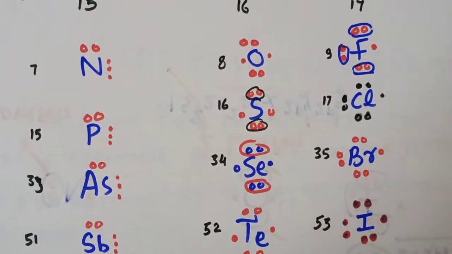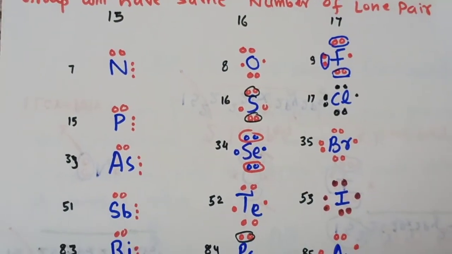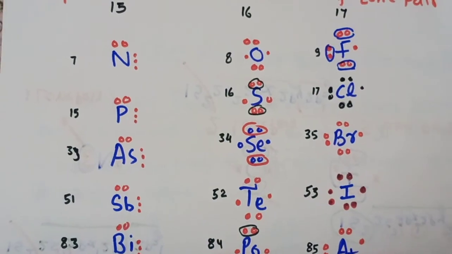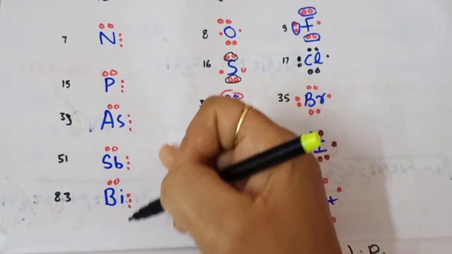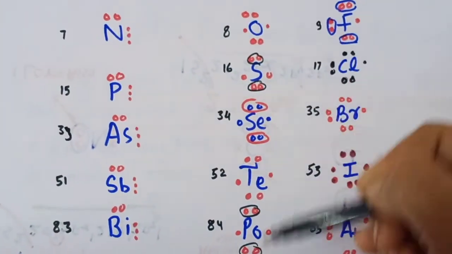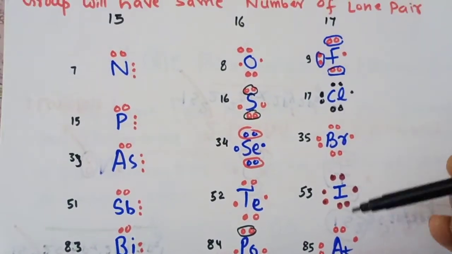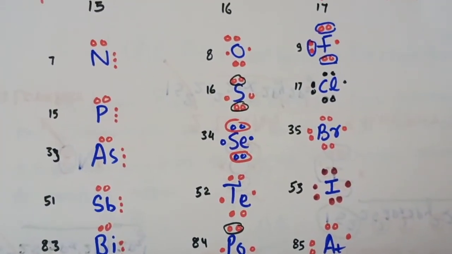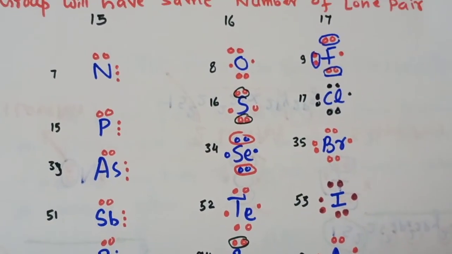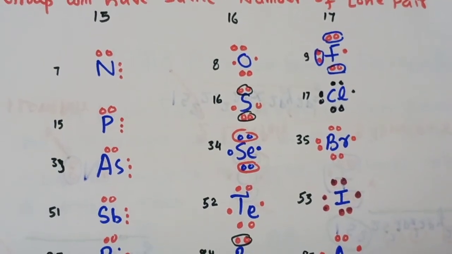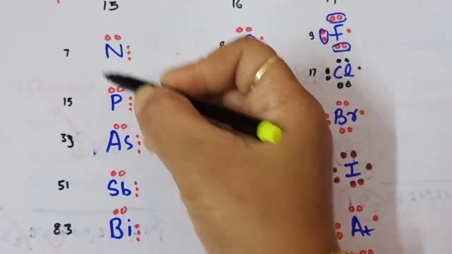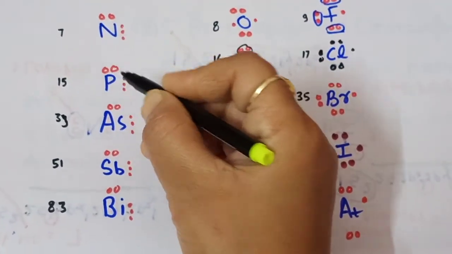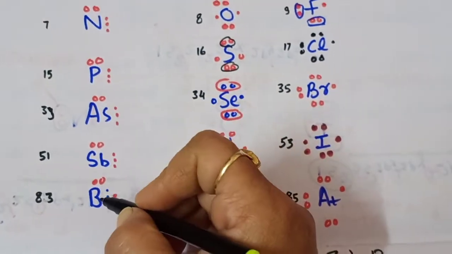one more thing, that if we see a group, for example, we have taken groups 15, 16 and 17. This is the nitrogen family: nitrogen, phosphorus, arsenic, antimony and bismuth, and this is the oxygen family, and this is our halogen family. So when we see the lone pairs of electrons in the group, the number of lone pairs will be the same as we move from top to bottom. So you can see nitrogen has one lone pair of electrons, then phosphorus will also have one lone pair of electrons, arsenic, antimony and bismuth.